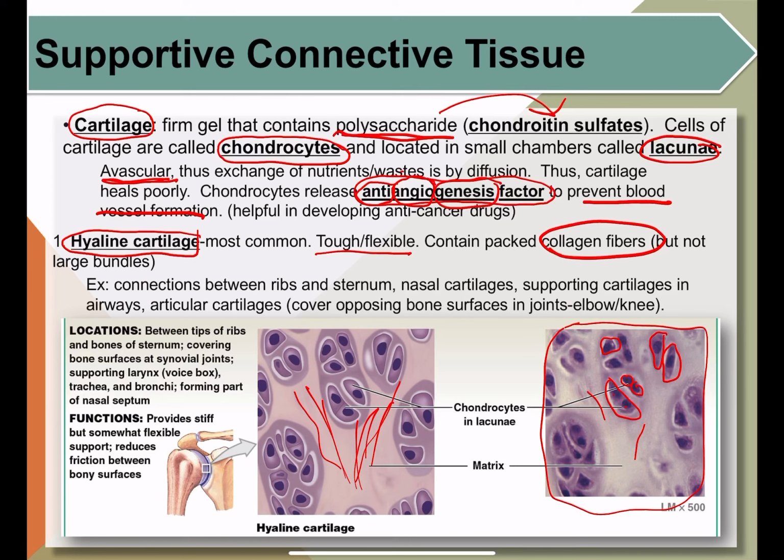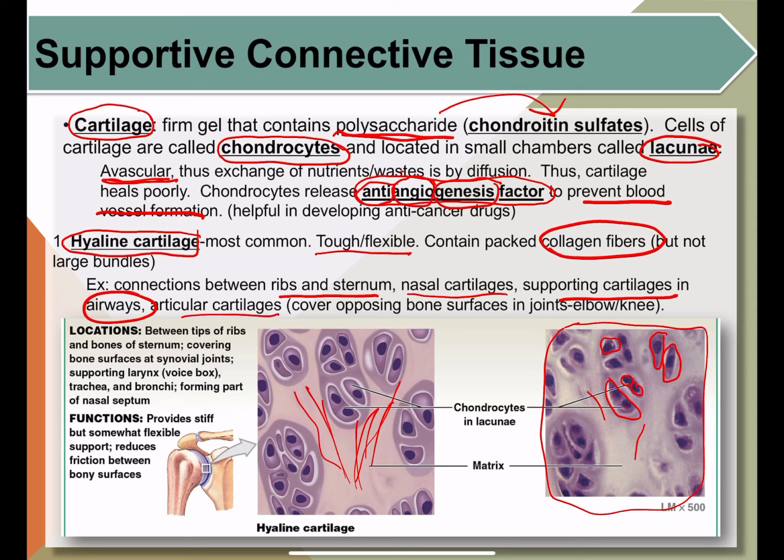So hyaline cartilage is usually in connections between ribs and the sternum, nasal cartilage, supporting cartilages of the airways, articular cartilages, and you can tell from these different example locations that hyaline cartilage is not usually in places where it's exposed to mechanical stress or constant compression that can resist a lot of weight, okay? You won't put your nose in front of a wall and see how much you can compress your nose, okay? That's hyaline cartilage in the nose. So it's not meant to stand very heavy pressure or compression, okay?